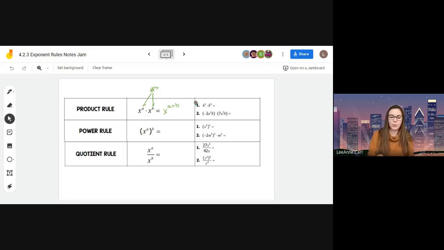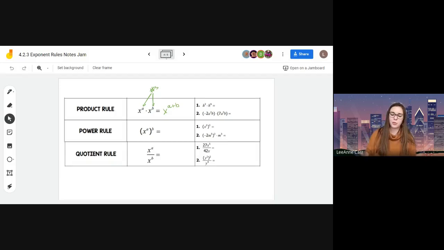Now, let's look at example 1 over here. Example 1, we have h to the second times h to the sixth. You always want to first ask yourself, do they have the same base? So I'm going to ask you guys, do these have the same base? Yes, thank you. They're both an h. They both have the variable h as a base, so we can combine these.